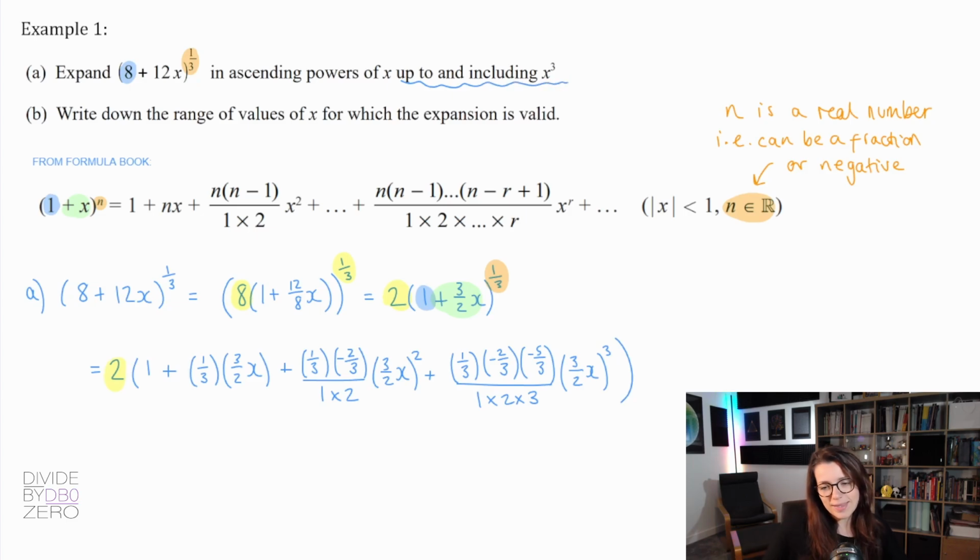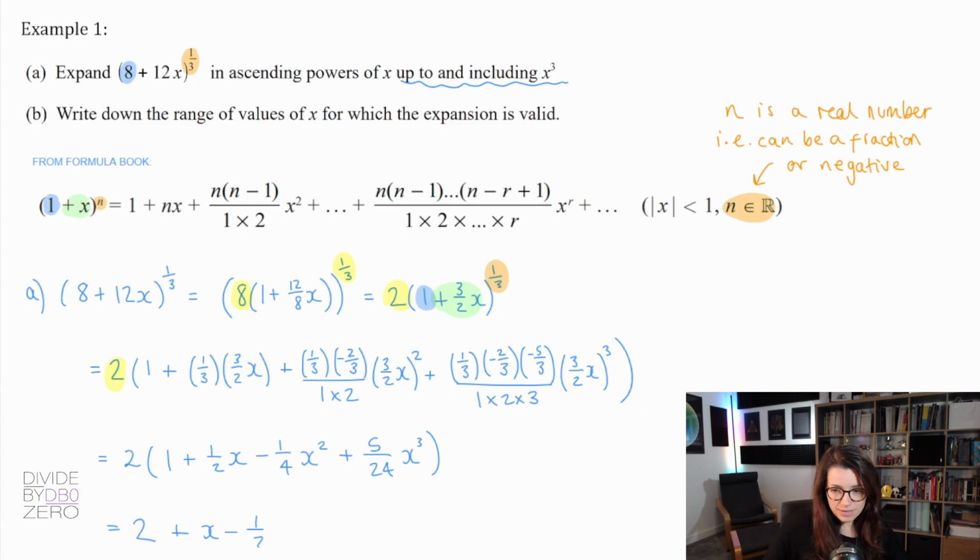We can then simplify this using our calculator where appropriate, and that will be 2 brackets 1 + 1/2 x − 1/4 x squared + 5/24 x cubed. Then multiply the 2 through and you'll get 2 + x − 1/2 x squared + 5/12 x cubed. And that's it for part A.